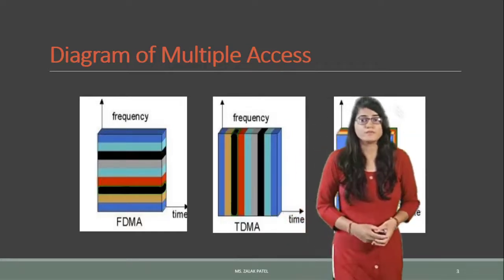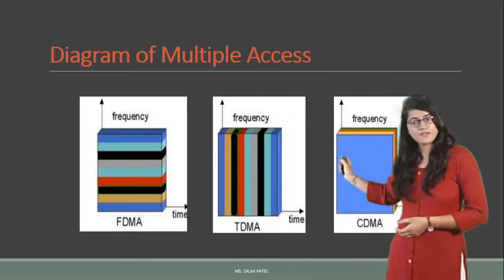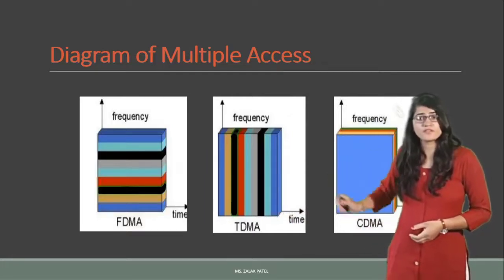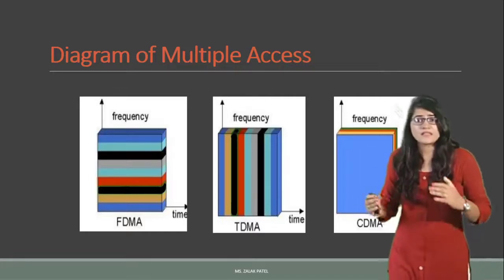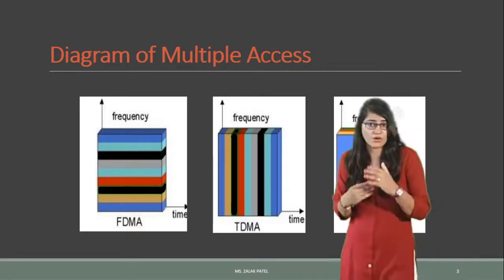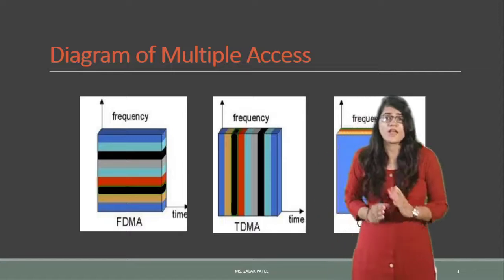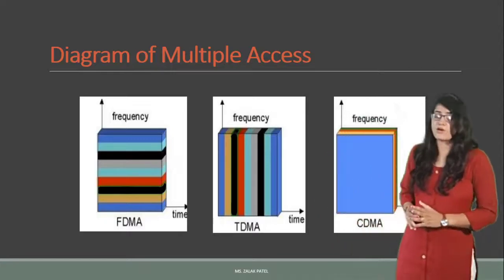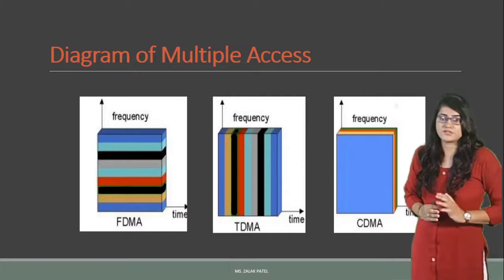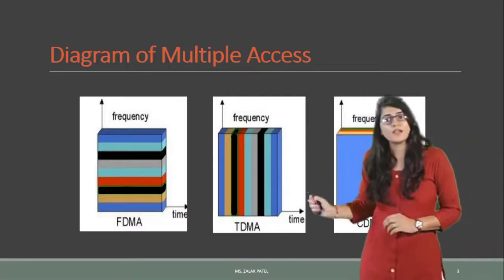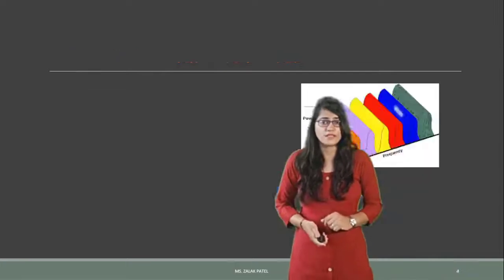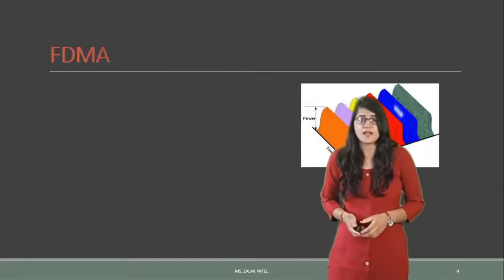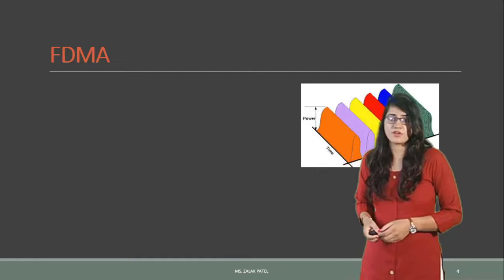Now the third technique is code division multiplexing. In case of code division multiplexing, again a frequency versus time graph is there. But instead of frequency division or time division, here one type of pseudo-random code, that is called a PN sequence, is generated, and according to that the data is transmitted. So this is the common diagram of all the three techniques. Now let's understand each one of them one by one.